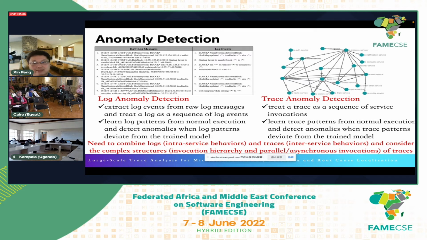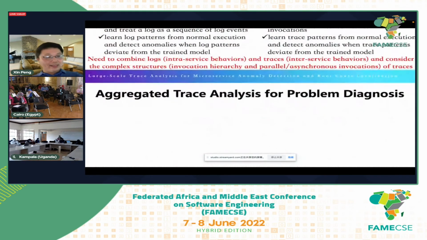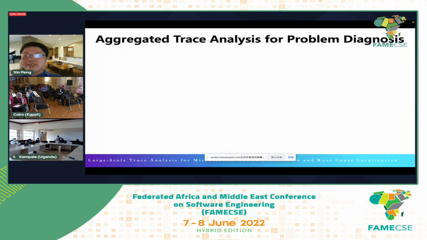So we need to combine them together and consider the complex structures of traces, because as I mentioned just now, a trace can have a very complex structure, including an invocation hierarchy, and also there are parallel and asynchronous invocations in the trace. So in the following slides, I will introduce three of our recent works.